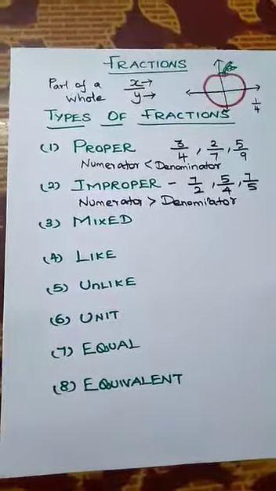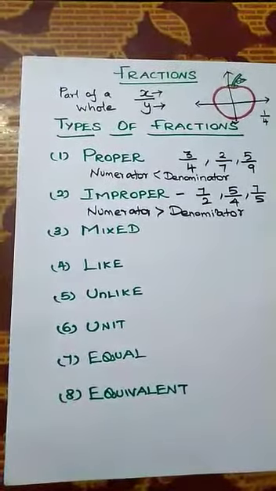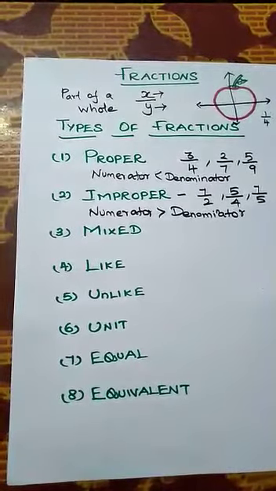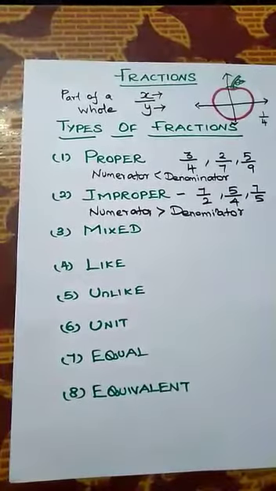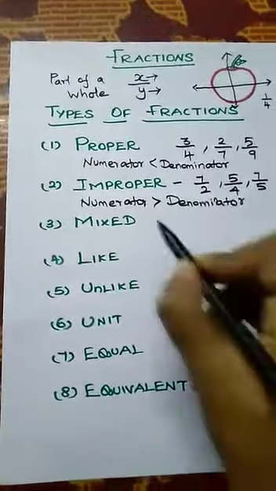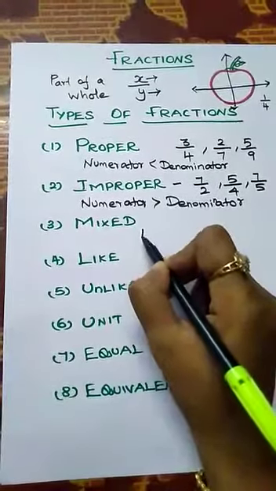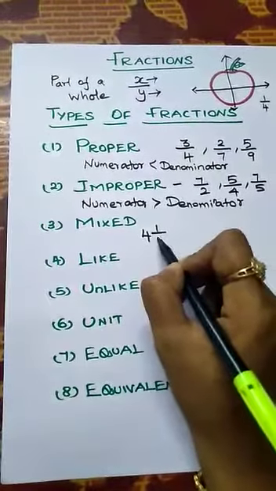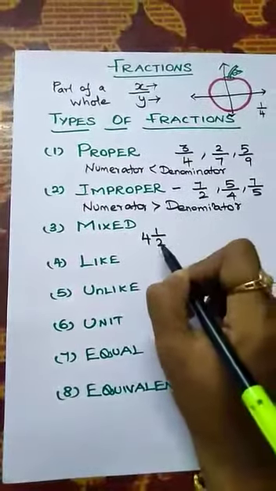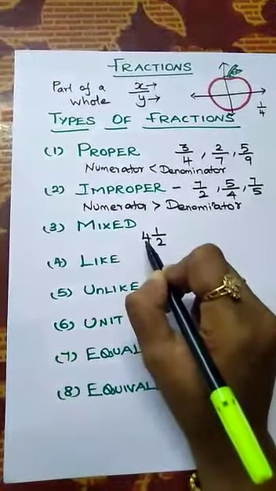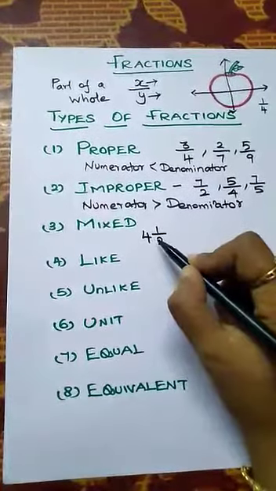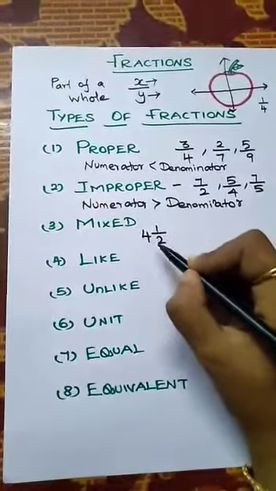Next one, mixed fraction. A combination of a proper fraction and a whole number is called a mixed fraction. A mixed fraction may always be converted into an improper fraction. First we write the whole number part, then we write the fraction, that is a mixed fraction.